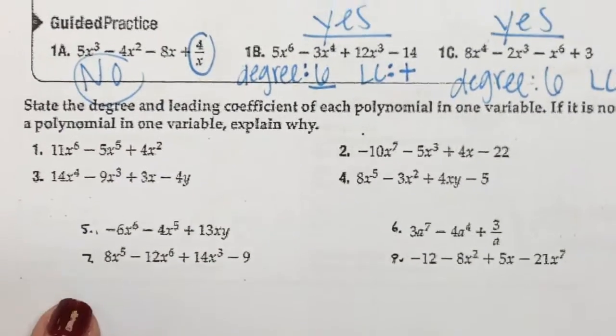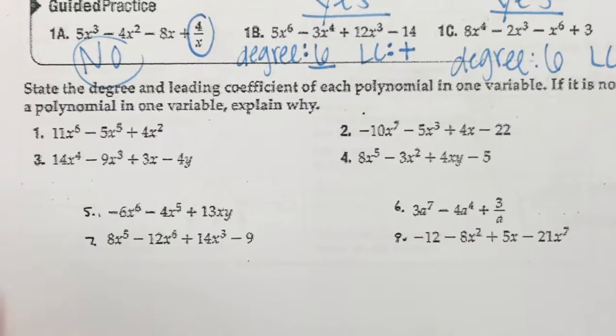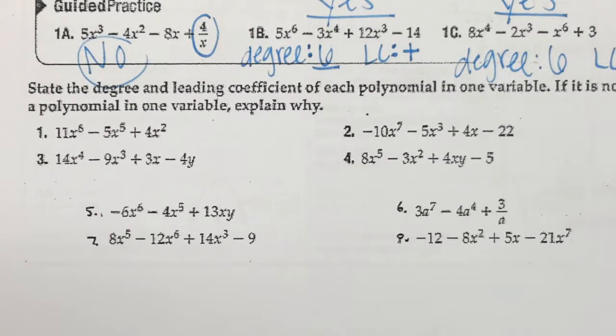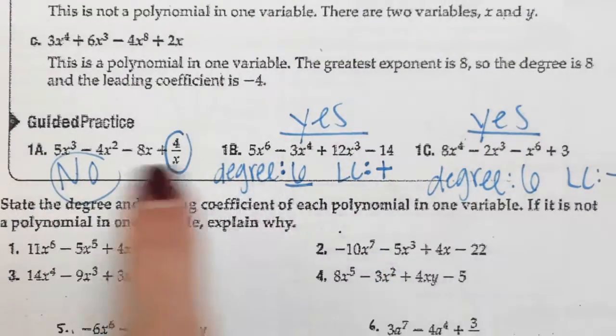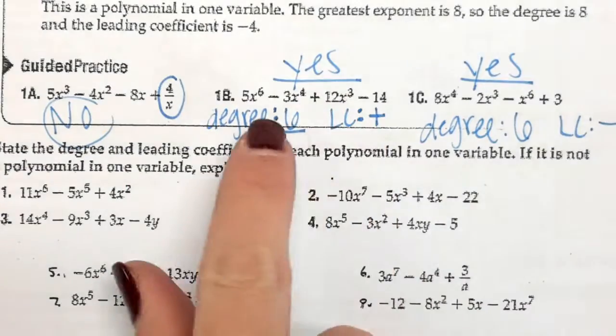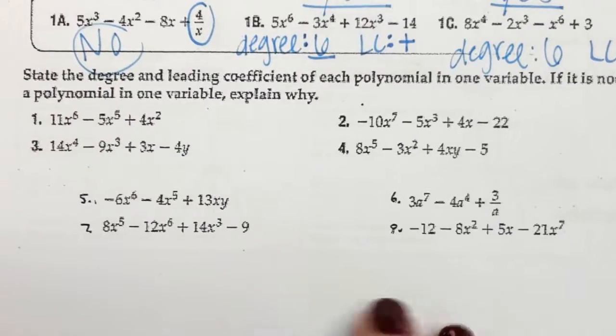Alright, what you're going to do is put away your cell phones, and do 1 through 8 on your own, just like these. Tell me yes or no. If it's yes, tell me the degree and leading coefficient. Go ahead and do 1 through 8 on your own. Miss Price is going to pause the video, and then when you guys get done, just put your pencil down. That way she can know when to unpause it. She can check your answers.